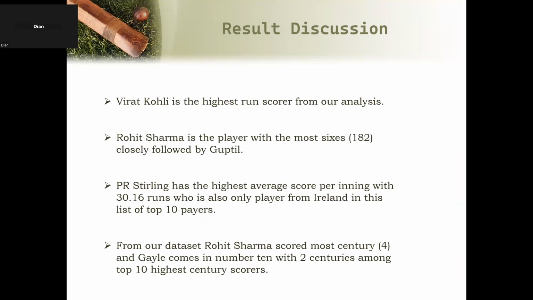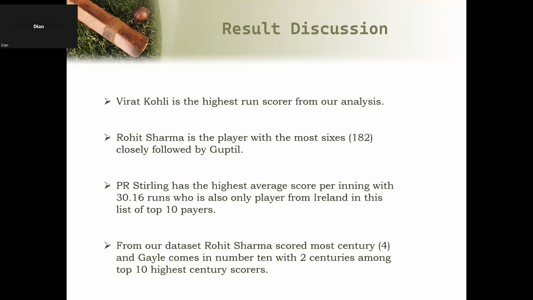according to our analysis, Virat Kohli is the highest run scorer, and Rohit Sharma is the player with the most sixes, which is 182 sixes, closely followed by Guptill. And PR Sterling has the highest average score per innings with 30.16 runs, who is the only player from Ireland in this list of top 10 players.